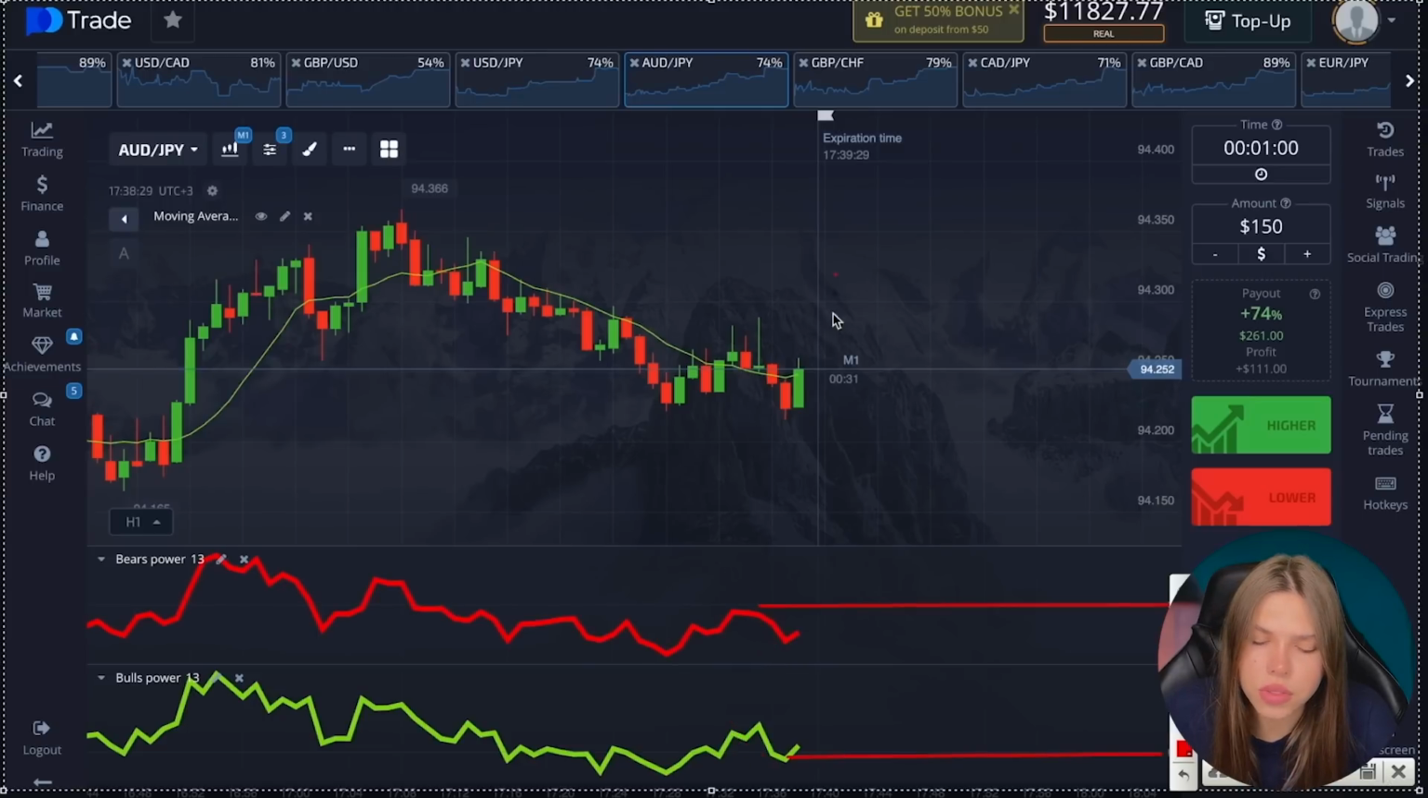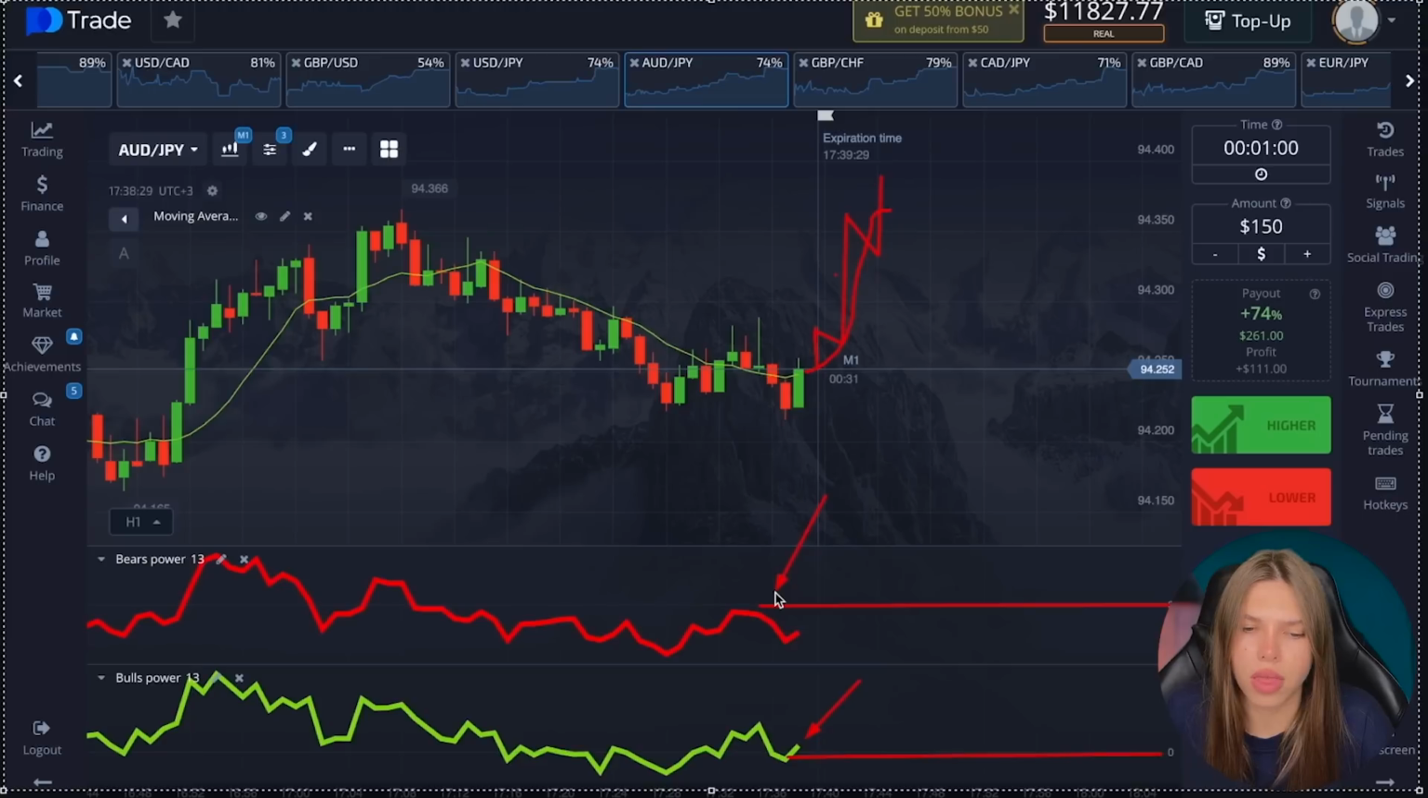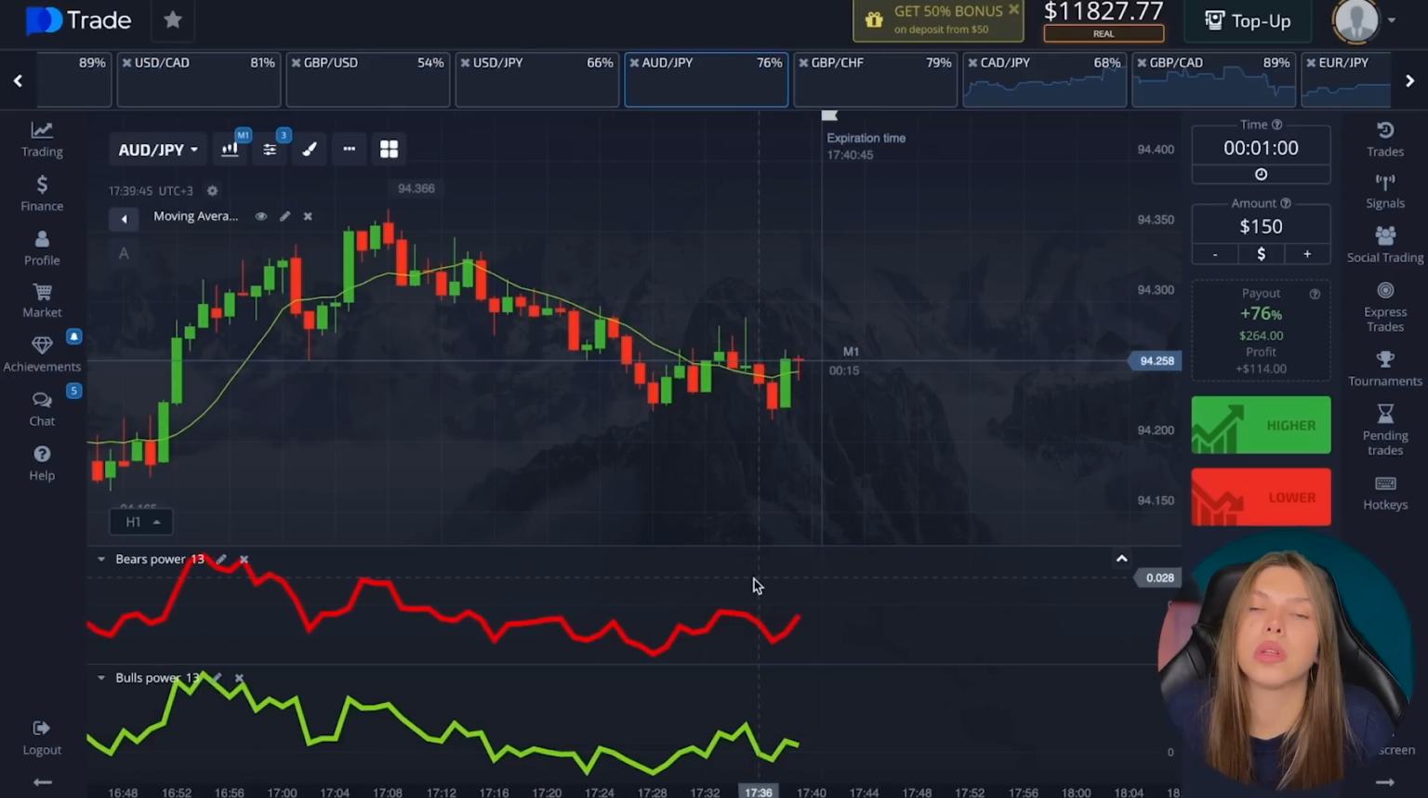In the opposite situation it goes the other way. For example, here our chart went up and this moving average would go like this, and the trend will be on the rise. It would be necessary for the bulls to be above zero and go up, and the bears should be above zero or at the border. Then we will be able to trade on an increase. I hope now it is more or less clear.